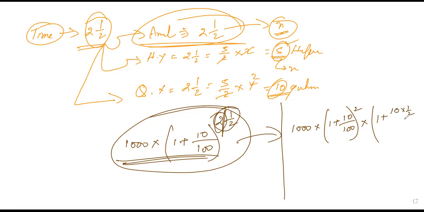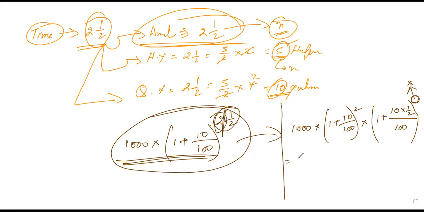The fraction will come inside, and there will be nothing at the top. Here it will be nothing. So this value will come just to multiply with the rate. And then you need to solve this one.